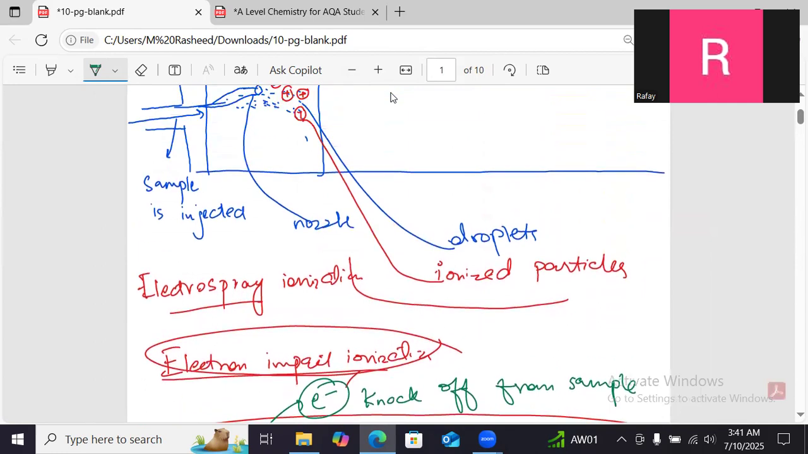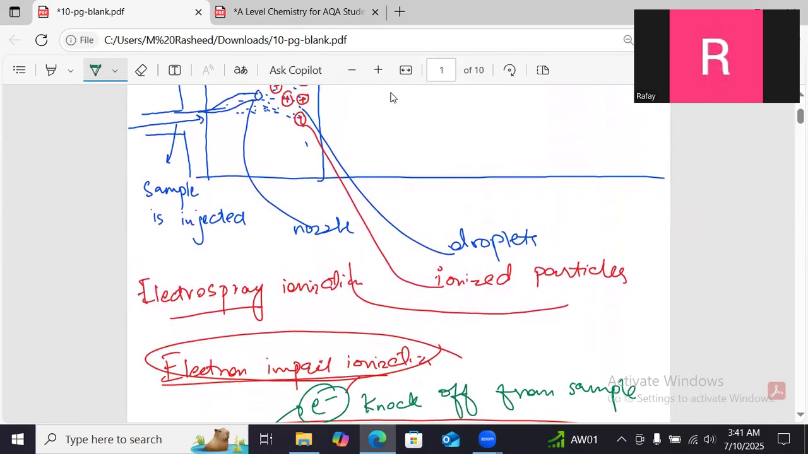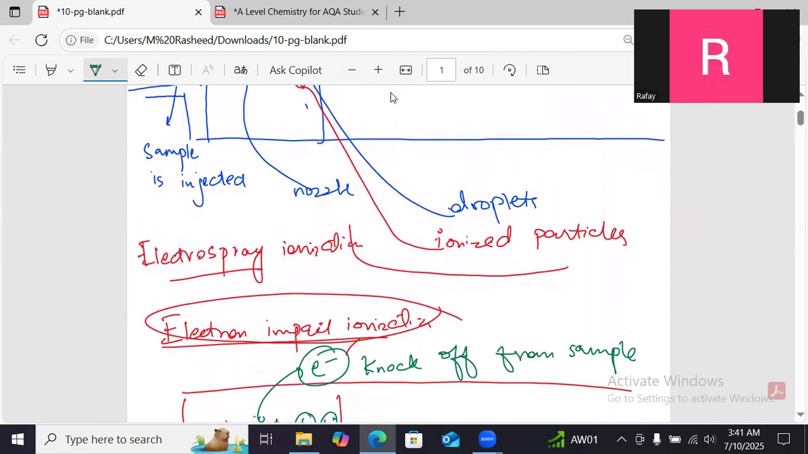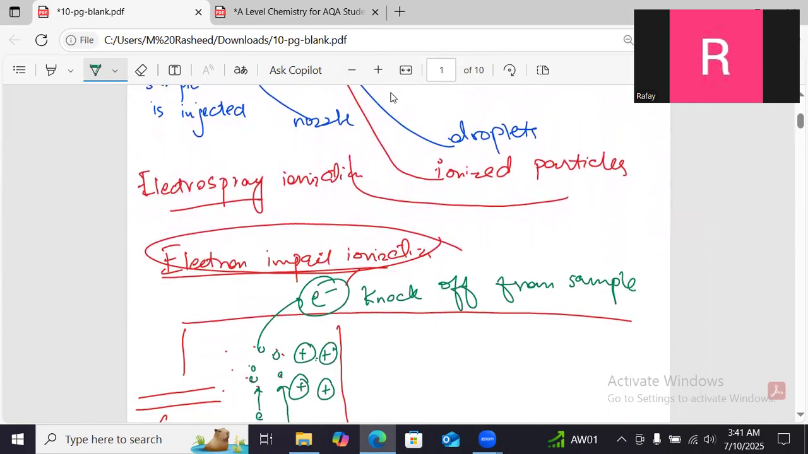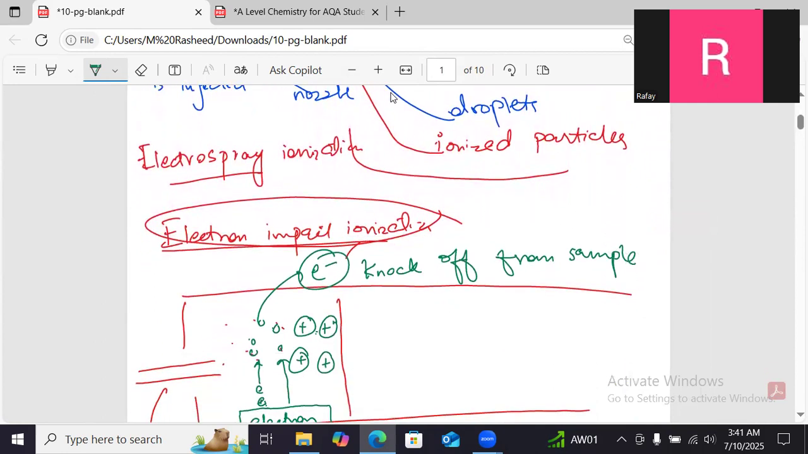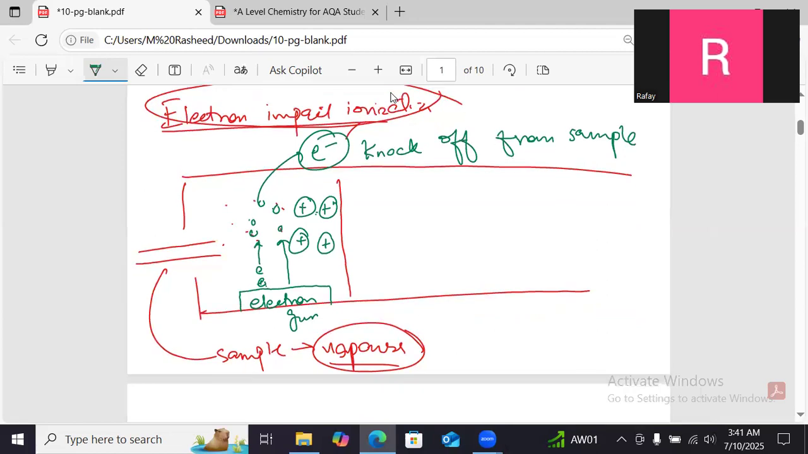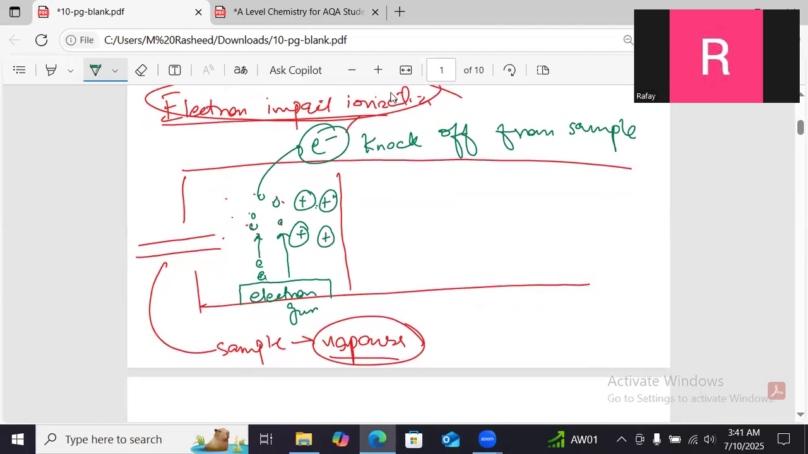But the method is different. In first one, a sample was in the form of droplets, and then through voltage, it is converted into positively charged. While in electron impact ionization, sample was in the form of vapor state, and then electron gun supplies electrons so that it knocks off the electrons from the sample. As a result, sample becomes positively charged. Got it? Any question from ionization?